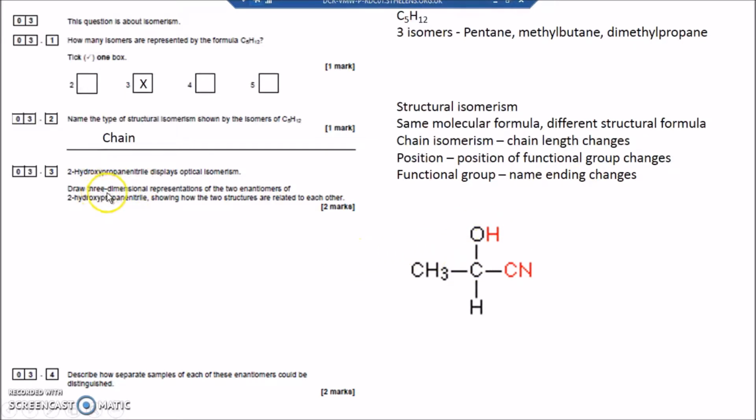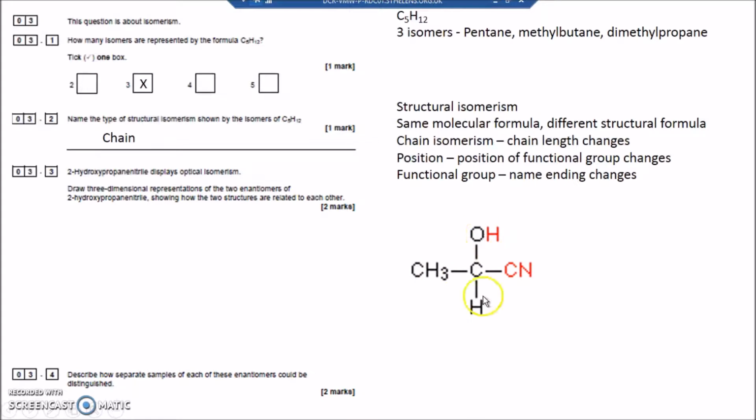Now it says draw 2 3-dimensional representations of the 2 enantiomers. So this is an enantiomer because the carbon in the middle is a chiral carbon or an asymmetric carbon. It's got 4 different groups attached to it, so it's going to have mirror images, enantiomers, that will rotate plane polarized light in different directions. So let's have a look at this. So I've got to draw the 3-dimensional representations of this.